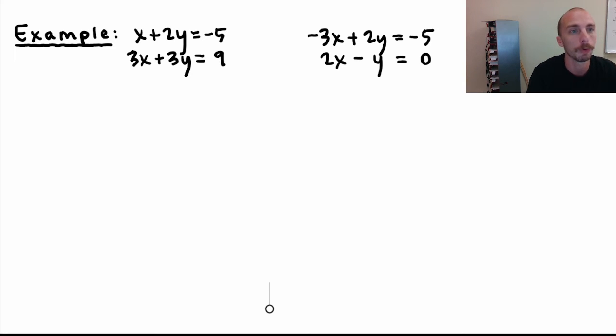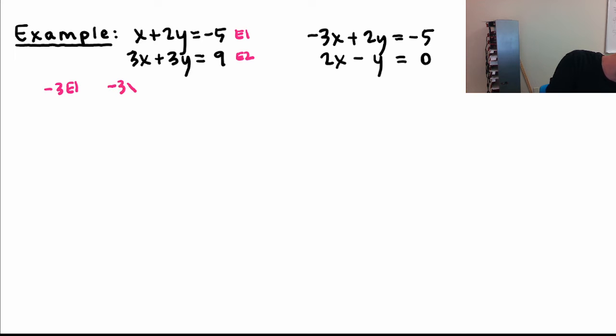Now, me personally, I would prefer to have negative 3x on top and negative 3 on bottom so we can just add together and not worry about subtraction, because I know that I make a lot of arithmetic errors, and subtraction is a place where arithmetic errors happen frequently. So I'm going to label these equation 1 and equation 2. Then I'm going to take negative 3 of equation 1, and I'm going to copy that in here.